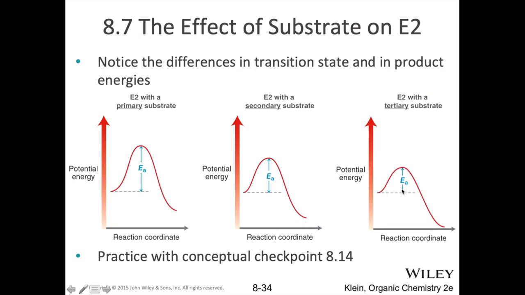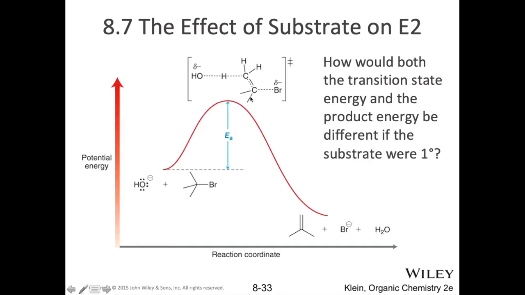Okay, the reason for this, of course, is that if we look at that transition state, if I go back a slide, the extra alkyl groups on that alpha carbon stabilize the partial positive charge that's on that alpha carbon. So that would lower the potential energy of our transition state and therefore lower the activation energy. All right, therefore making the tertiary substrate give a kinetic product.